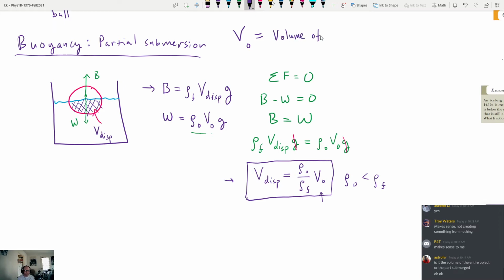Maybe it makes more sense to actually write V and then OBJ down here, like OBJ is the subscript. That might be a little more clear. But this is the volume of the object. And then V_disp is the amount of the object that's beneath the surface of the water, right? Okay.